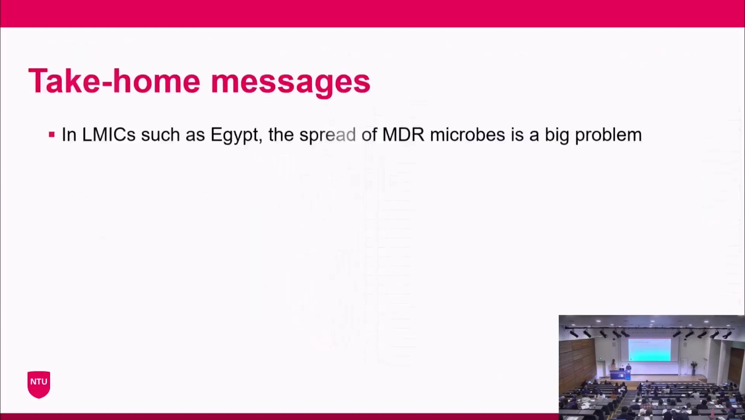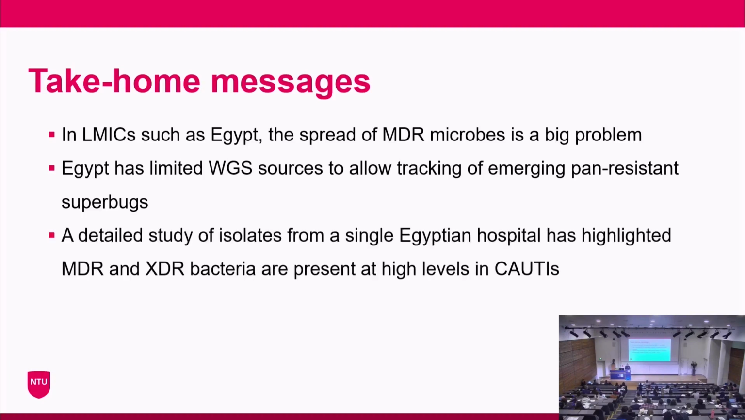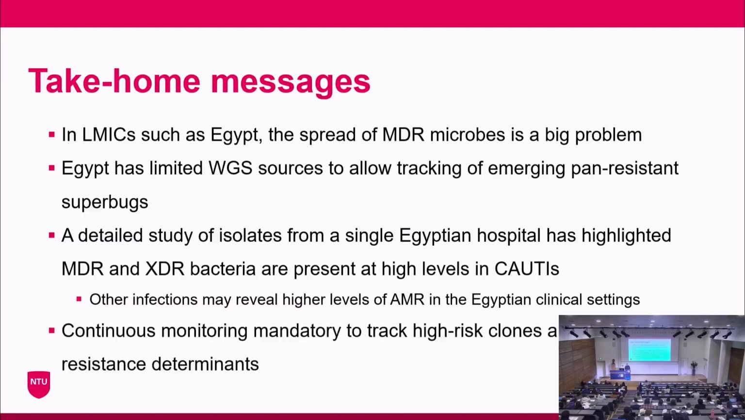So the take-home message: in low and middle income countries, multi-drug resistance and extensive drug resistance are a big problem. Egypt has limited resources for whole genome sequencing. This detailed study from a single hospital tells us that we have high levels of resistance for cancer-associated infections. So what about the other infections coming from other clinical settings? Continuous monitoring is required to track high-risk clones and novel resistance determinants. And finally, we need to translate the correlation results to be implemented in clinical settings.